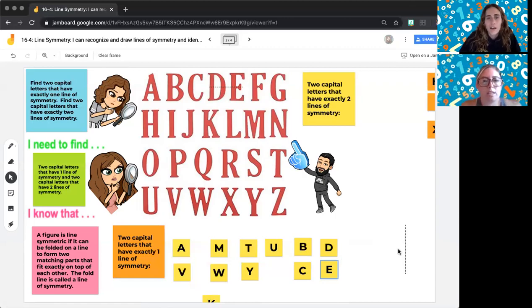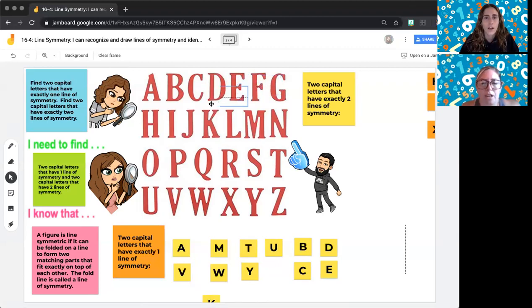So it looks like if we were to fold F from the top to the bottom, it will not be the same. Now, the top of the F will be hanging off on the bottom. Yeah. Same thing with the letter G. If we folded it on that line, it would not match up.